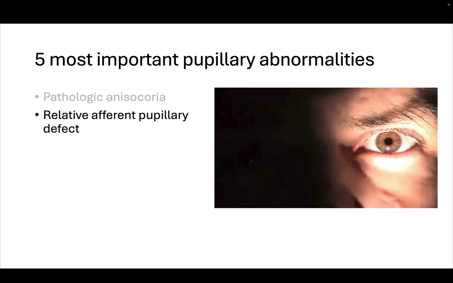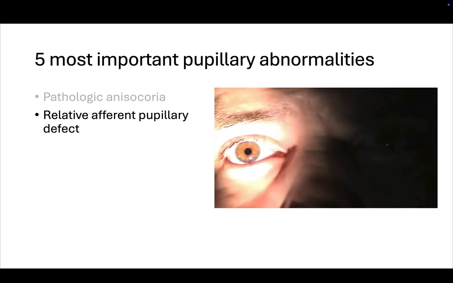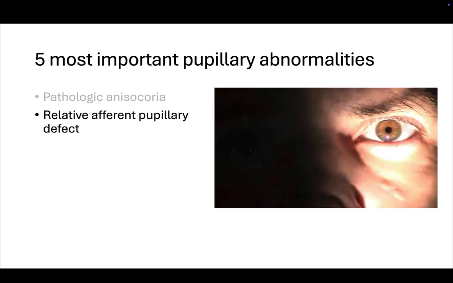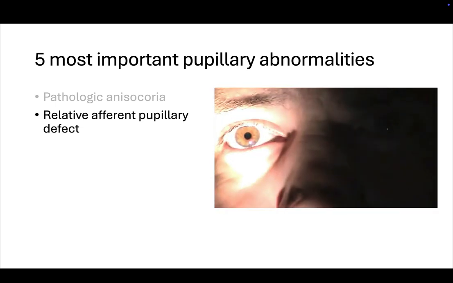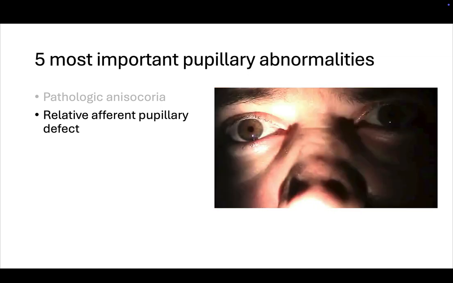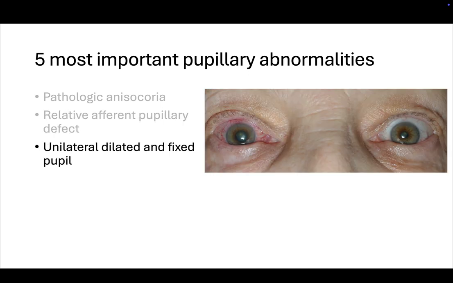Causes for a relative afferent pupillary defect typically are evil and include optic neuritis, glaucoma, optic nerve trauma, retinal detachment, or vitreous hemorrhage. A unilateral fixed and dilated pupil is most frequently caused by evil conditions.